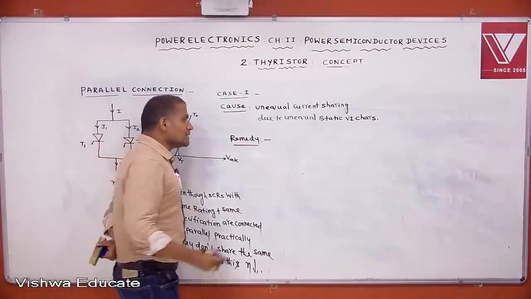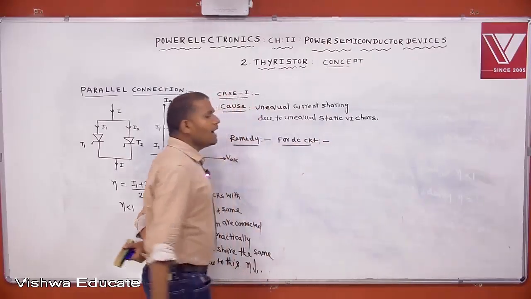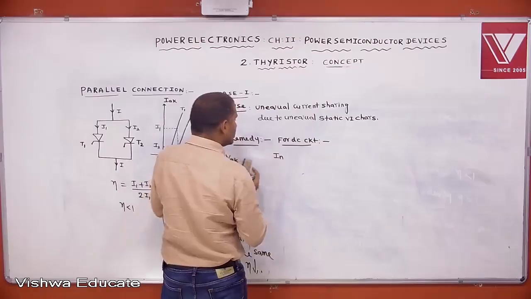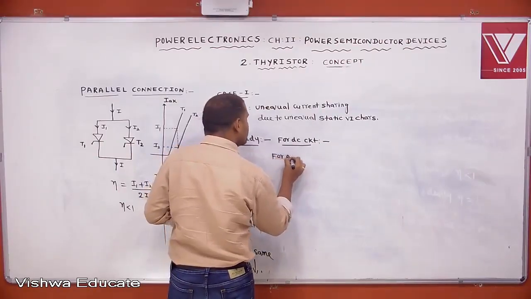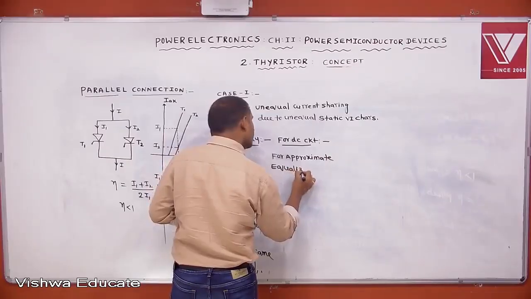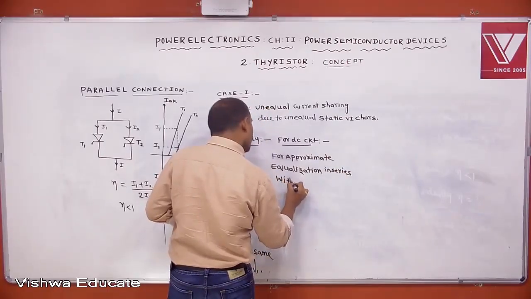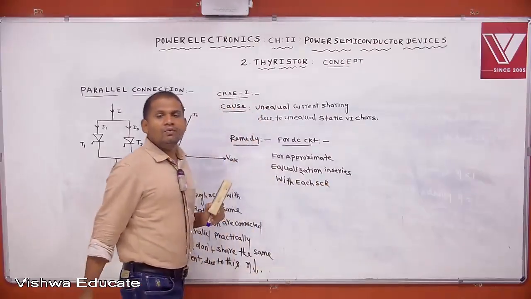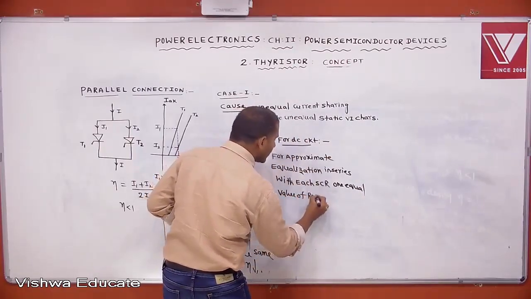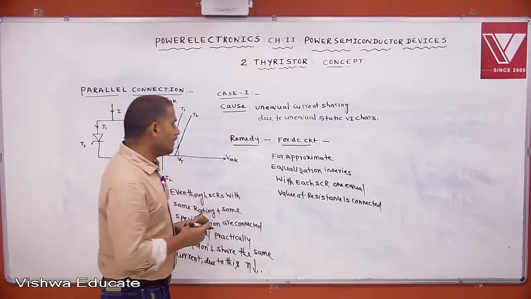One remedy is for a DC circuit. That means if the SCRs are operated with a DC circuit, for approximate equalization, not exact equalization, in series with each SCR one equal value of resistance is connected. That means you connect like this.